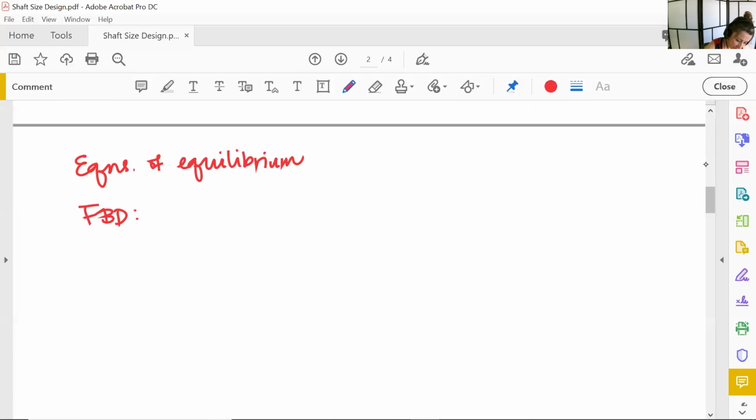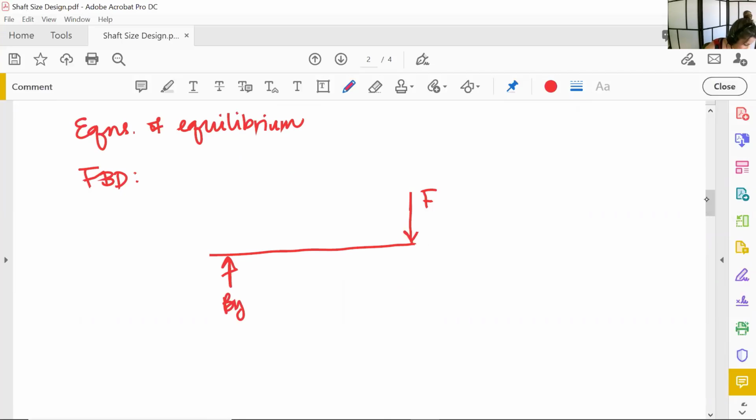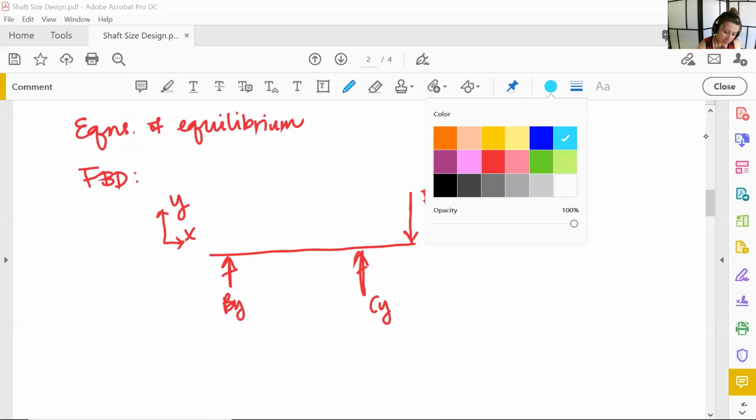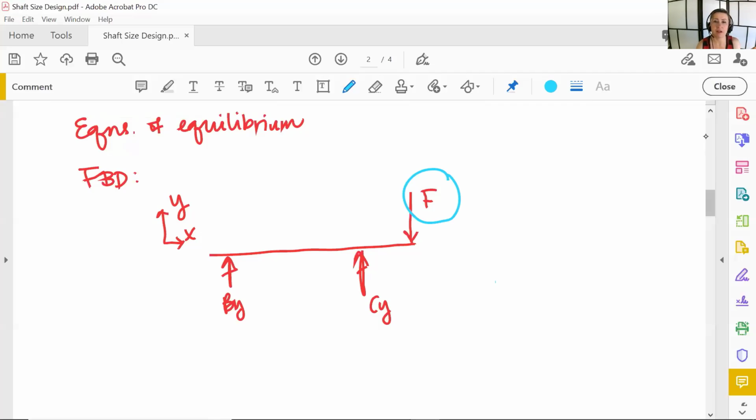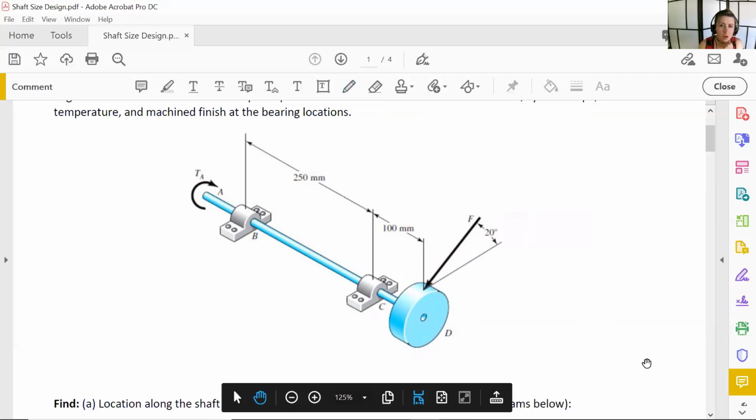We have a simple free body diagram of our shaft, F, BY, and CY. This is our XY plane. Okay, so BY and CY are obviously unknowns, but another unknown, at least up to this point, is F. So how are we going to find this force F? We need to go back and look at our original system.